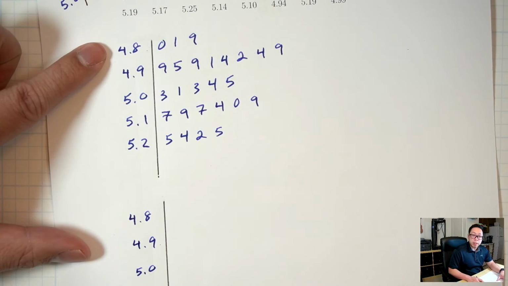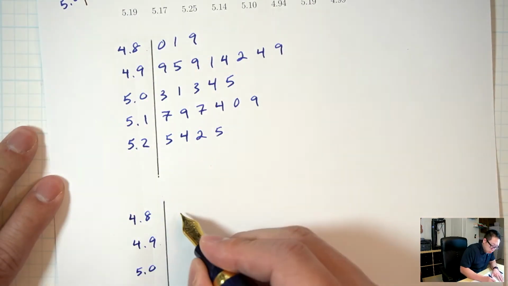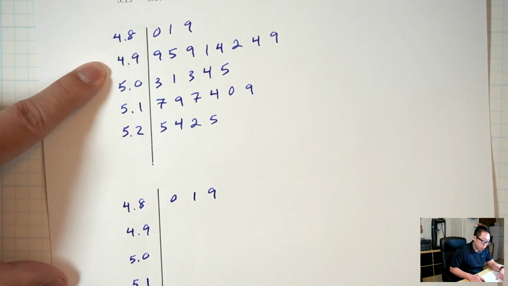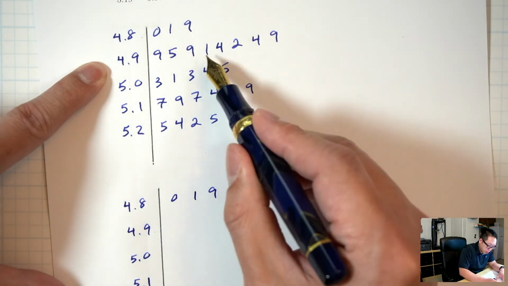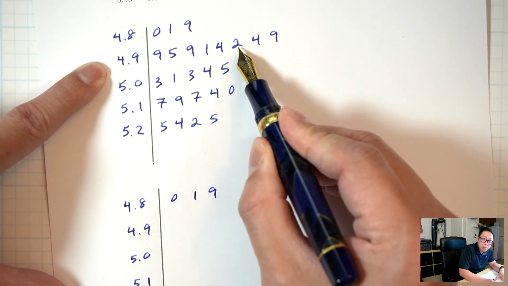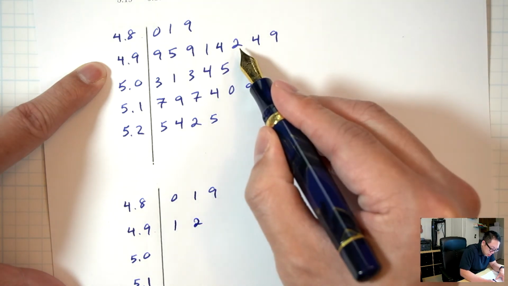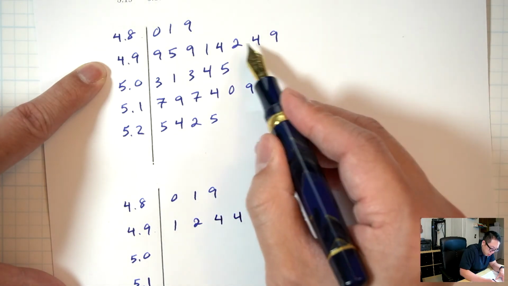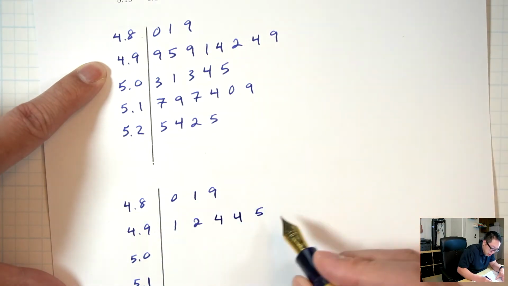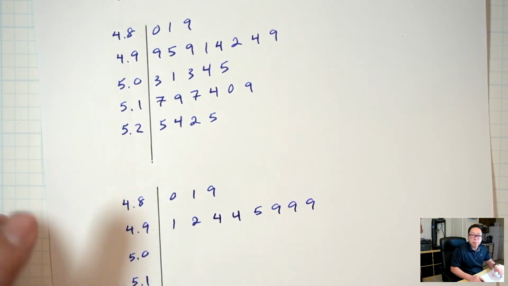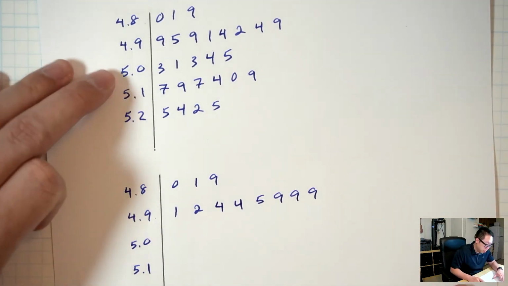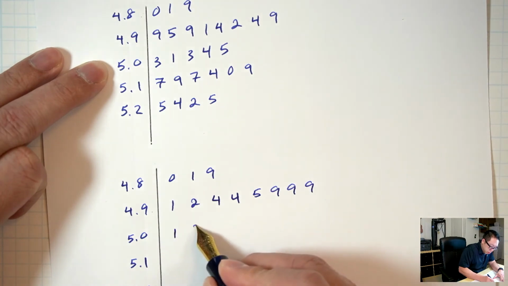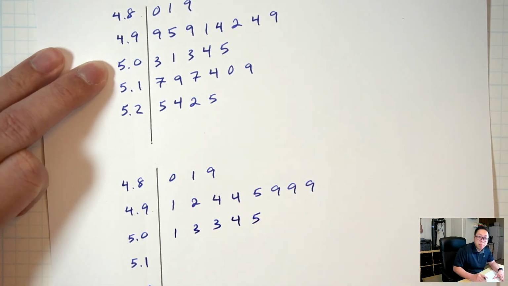Okay, so for the 4.8 in order, it's already in order, so 0, 1, 9. For my 4.9, in order, it should be 1, 2, 4, 4, 1, 5, and then 3 9s. Okay, so we're just putting the leaves from smallest to largest. 5.0 is going to be 1, 3, 3, 4, 5.